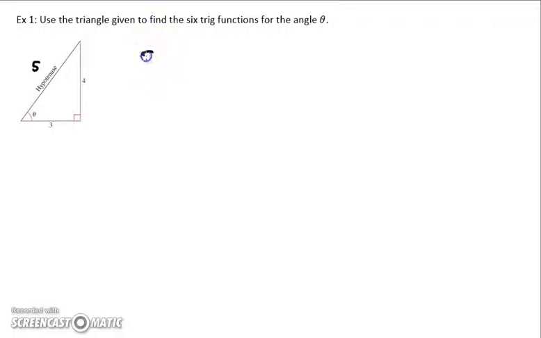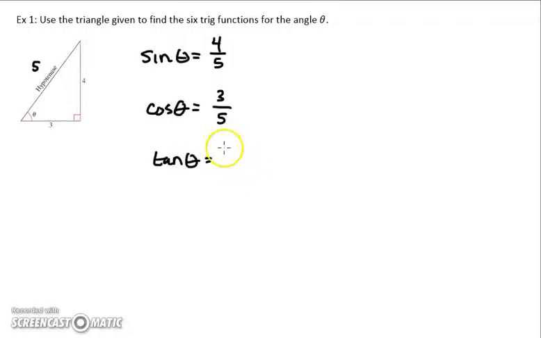So, using what we just saw a second ago, sine of theta is going to be the opposite 4 over the hypotenuse 5. Cosine of theta is going to be the adjacent 3 over the hypotenuse 5. Tangent of theta is going to be equal to the opposite 4 over the adjacent 3. Now we get to our cofunctions.